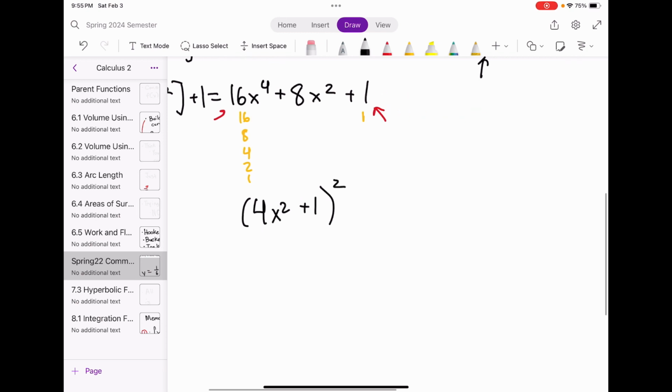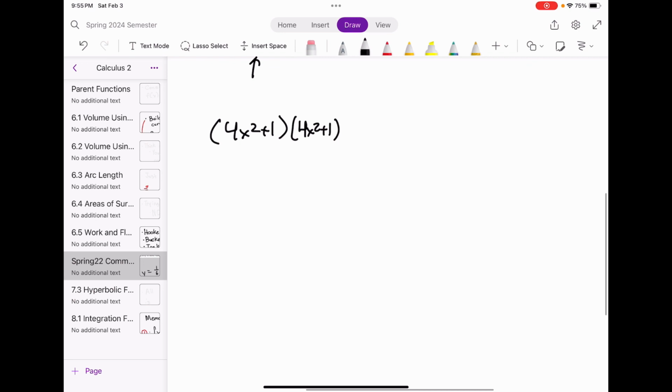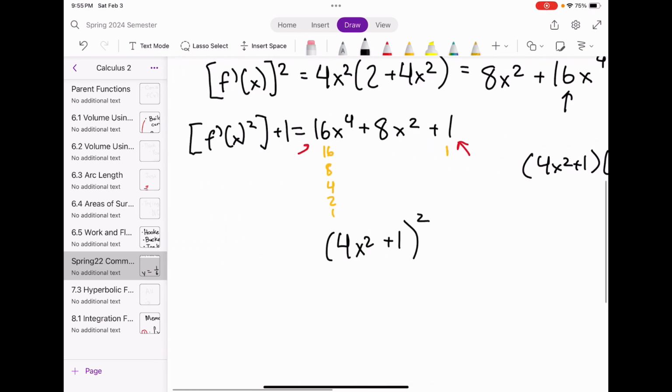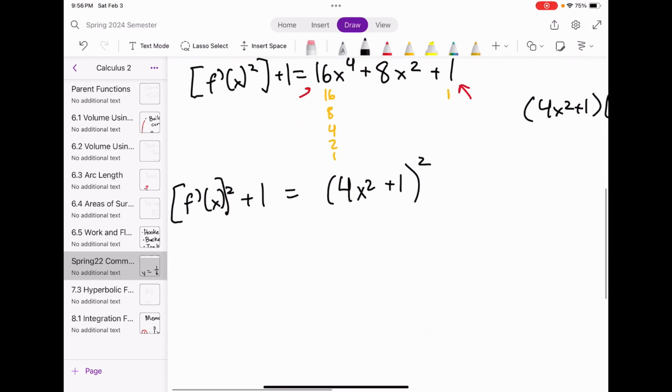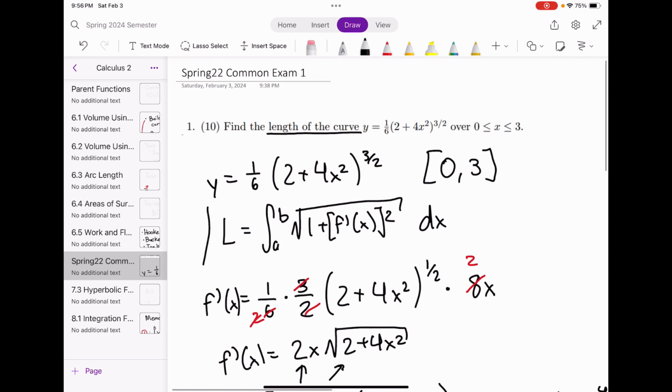And if I want to double check, I can come off to the side over here and just do a little bit of the FOIL method. So it's 16x to the 4th, plus 4x squared plus 4x squared, plus 1, which is the exact same thing. So that's what this is equal to: f prime of x squared plus 1 is equal to that. And now that I have this whole term completed, I can go back to this original equation right here and plug that in.